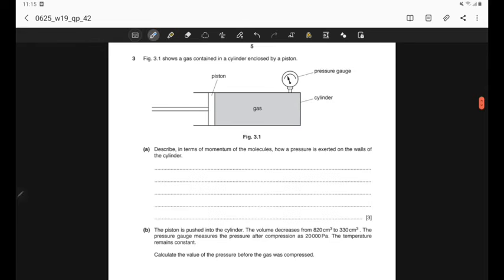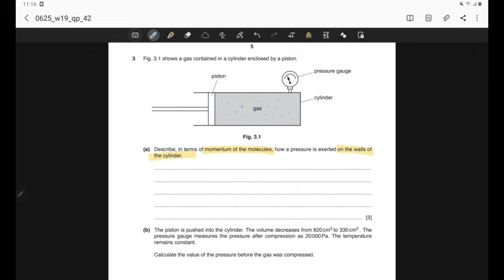Question number 3. Figure 3.1 shows a gas contained in a cylinder enclosed by a piston. So we have a cylinder which consists of some gas and which is enclosed by a piston. Describe in terms of momentum of the molecules how the pressure is exerted on the walls of the cylinder. So here you should include 3 main points.